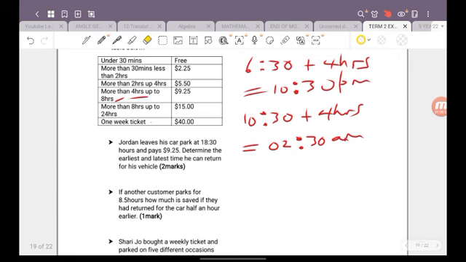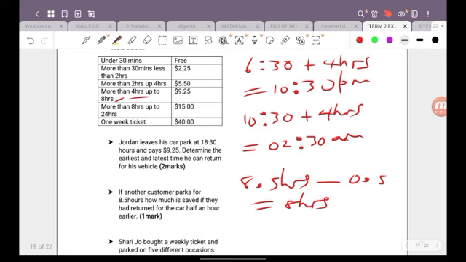But let us say that the customer came for the car a half an hour earlier, then that would be 8.5 hours minus 0.5 hours. That would then reduce the parking time to 8 hours. So if you look at the calculation here, for 8 hours of parking, you'd pay $9.25.